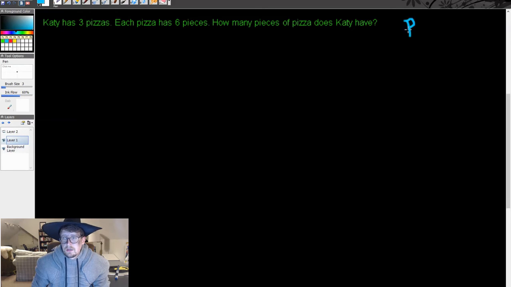So we're starting with our read step from the RDW. Read, draw, and write. I'm going to start with our read step. Katie has 3 pizzas. That's a number, so it's probably important. Each pizza has 6 pieces. This is starting to make me think of equal groups, right? Each something has something else inside of it. How many pieces of pizza does Katie have?